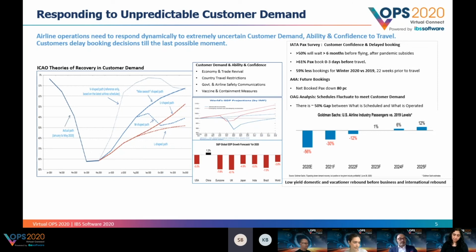And I won't call it a wave 2, but in a lot of areas of the world where we've seen relaxed restrictions, you've seen cases start to climb again, and this is going to cause people to pull back. And that confidence level is going to be eroded, and it's going to take longer to gain it back.